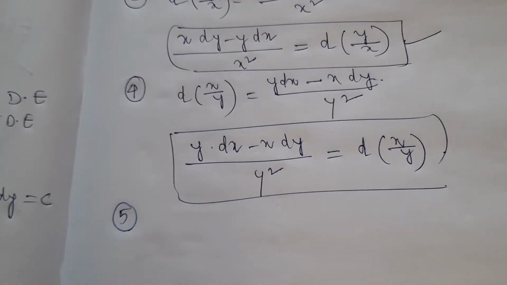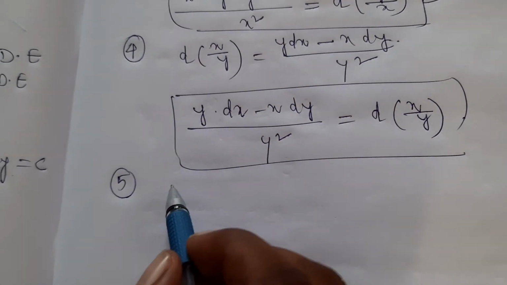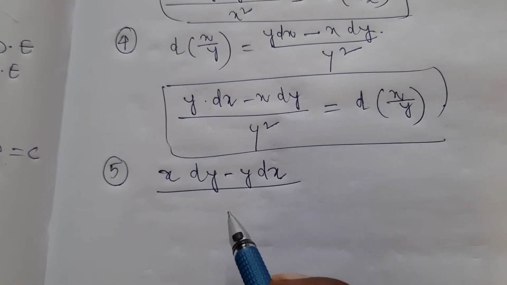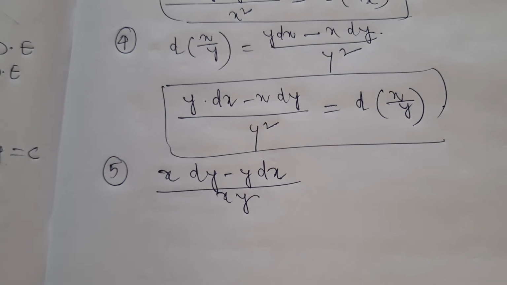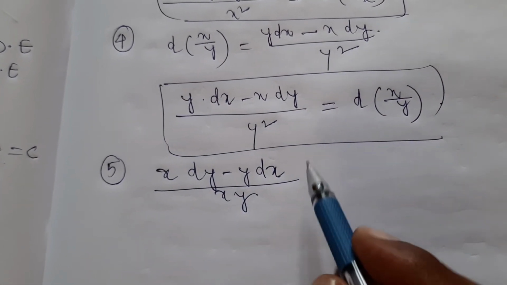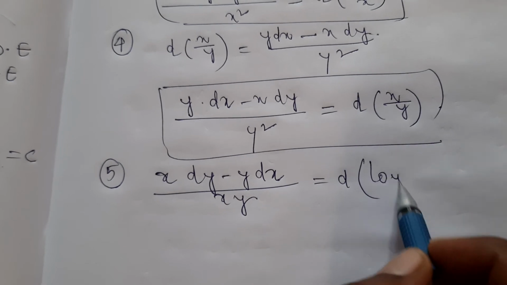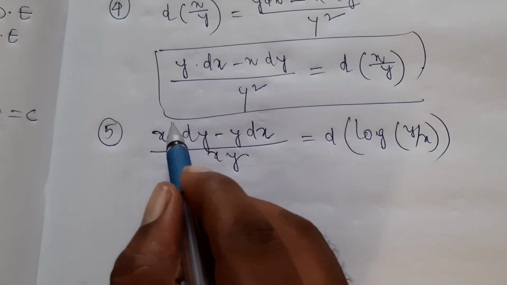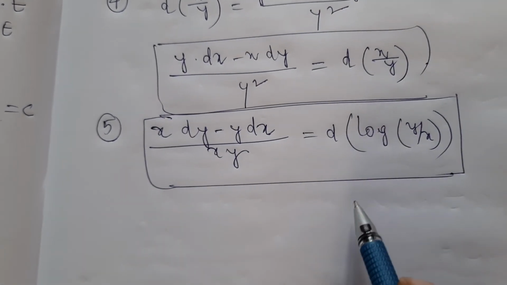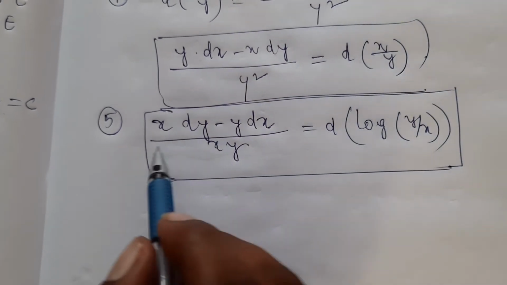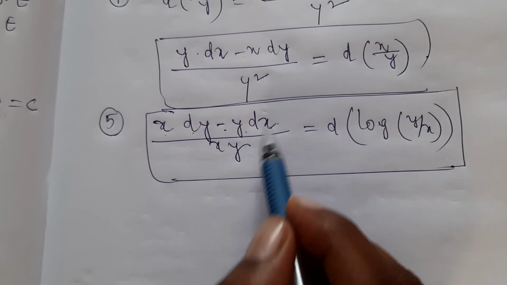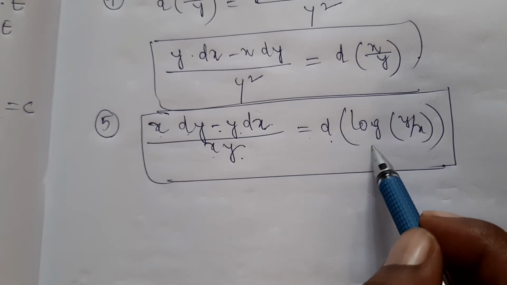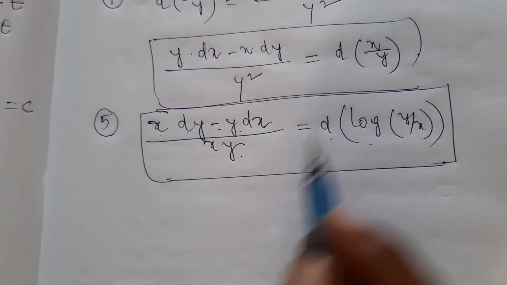Next, one more formula I will give. For example, x dy minus y dx by xy, if they give it like this, then this whole value you have to replace with the derivative of the logarithm of y by x. Just cross-check this yourself once. This is the next formula. Whenever you solve a differential equation, if you observe x dy minus y dx by xy, immediately replace it with the derivative of the logarithm of y by x. Now these are a few integrating factors.